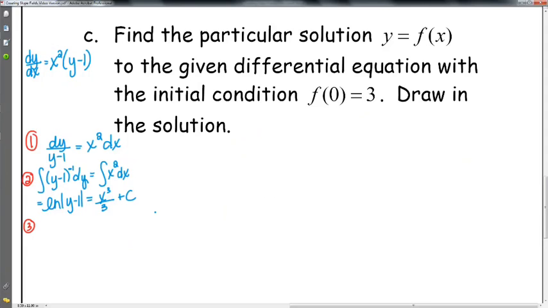When x is equal to 0, y is equal to 3. So we're going to plug in: the absolute value of 3 minus 1 equals 0 to the third divided by 3, which is 0, plus c, which just gives you c. And c is going to be equal to ln of the absolute value of 2, which is ln 2. And so now we can plug in.